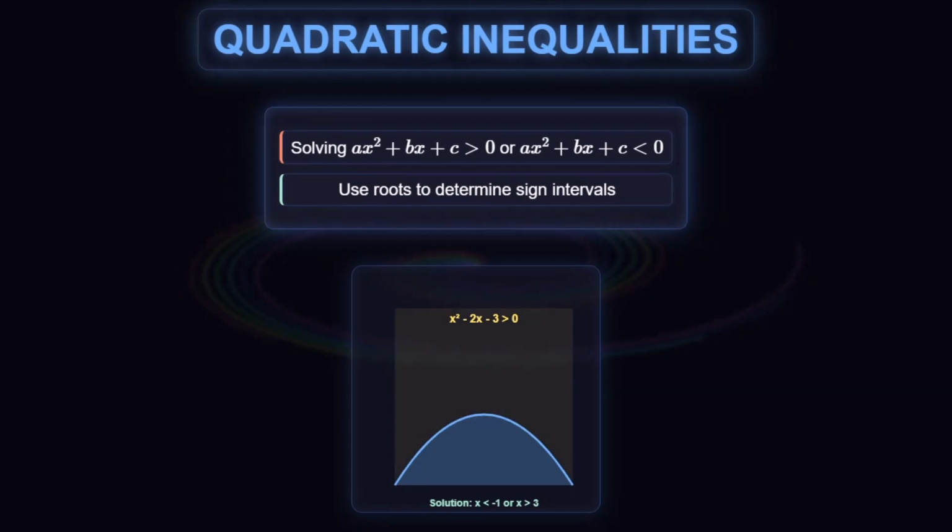Quadratic inequalities solve for ranges: ax squared plus bx plus c greater than 0 or ax squared plus bx plus c less than 0. We use the roots to determine sign intervals. Testing points in each interval tells us where the inequality holds. This is crucial for optimization problems.